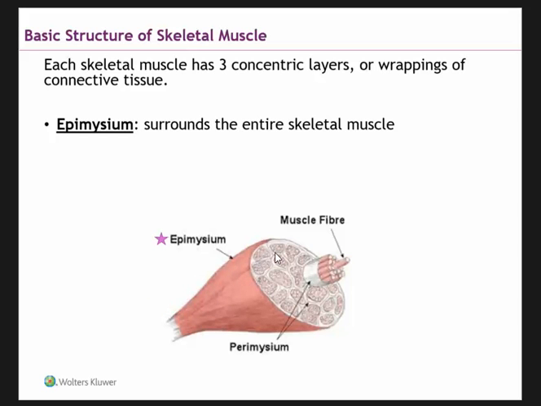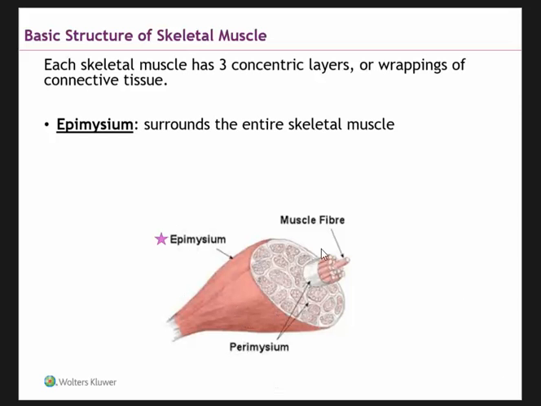So our epimysium separates the muscle from other structures, and it protects the muscle from friction against, let's say, other muscles, other tissues, bone. So it protects the muscle from friction and separates the muscle from other structures.